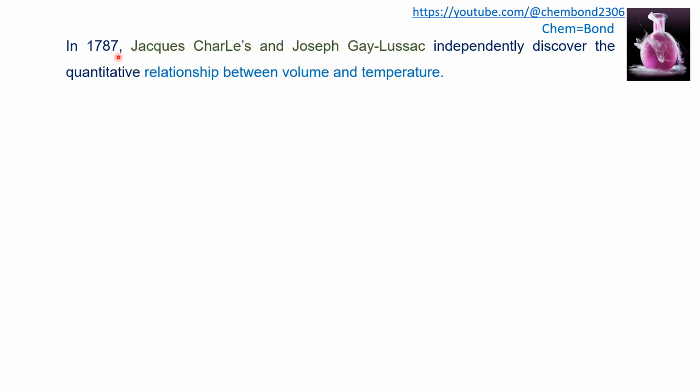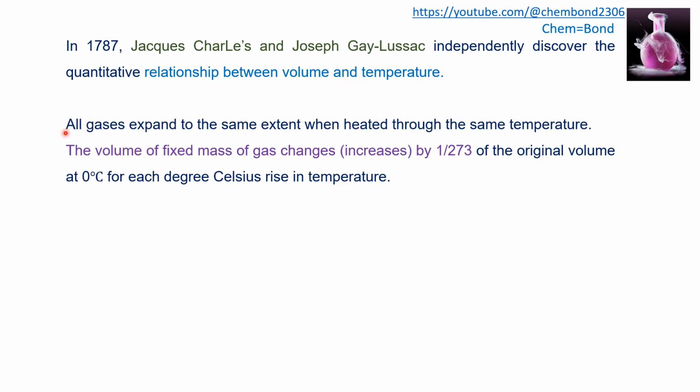In 1787, Jacques Charles and Joseph Gay-Lussac independently discovered the quantitative relationship between volume and temperature. They proved that all gases expand to the same extent when heated through the same temperature. They said that the volume of a fixed mass of a gas increases by 1/273 of the original volume at 0 degree C for each degree Celsius rise in temperature.